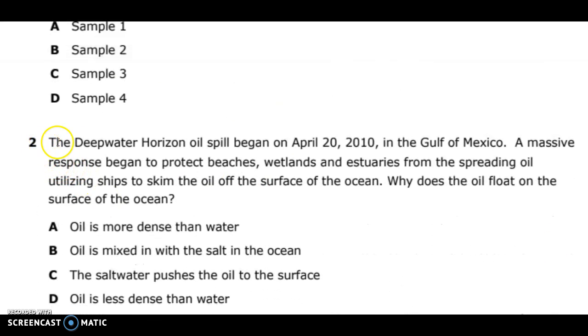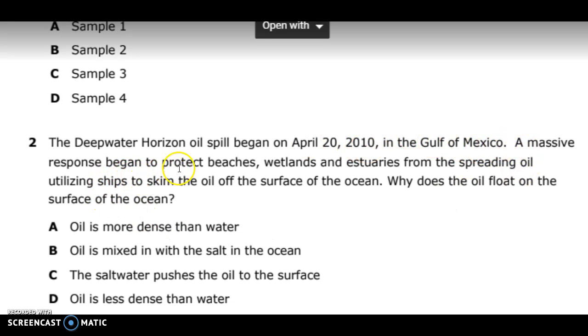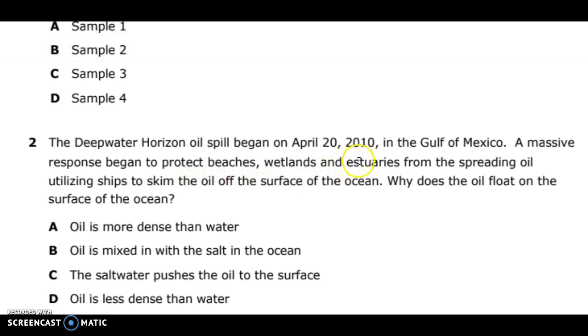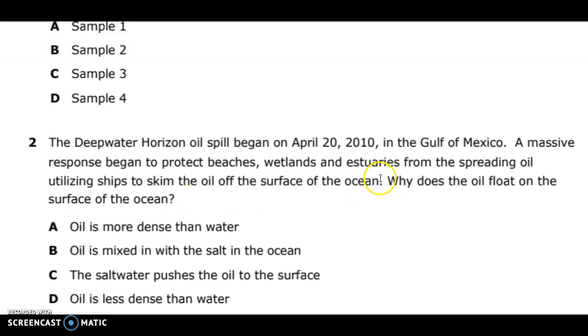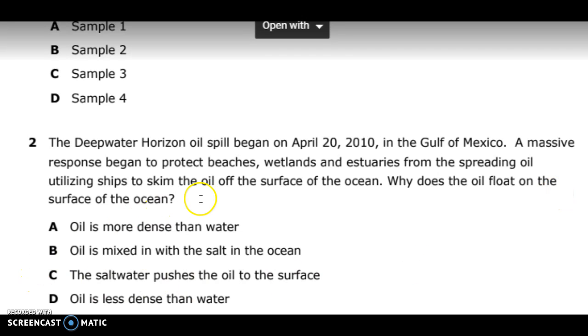Question 2. The Deepwater Horizon oil spill began on April the 20th, 2020 in the Gulf of Mexico. A massive response began to protect beaches, wetlands, and estuaries from the spreading oil, utilizing ships to skim the oil off the surface of the ocean. Why does the oil float on the surface of the ocean?